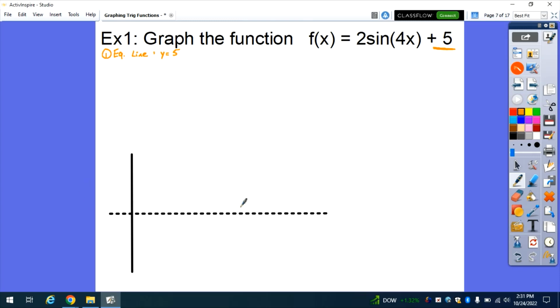So all of our graphs are going to look like this. We have a solid vertical line because that's our y-axis, and this dashed horizontal line, that's our equilibrium line. So at the very end here, we're going to put y equals 5, because that is our equation for the equilibrium line.